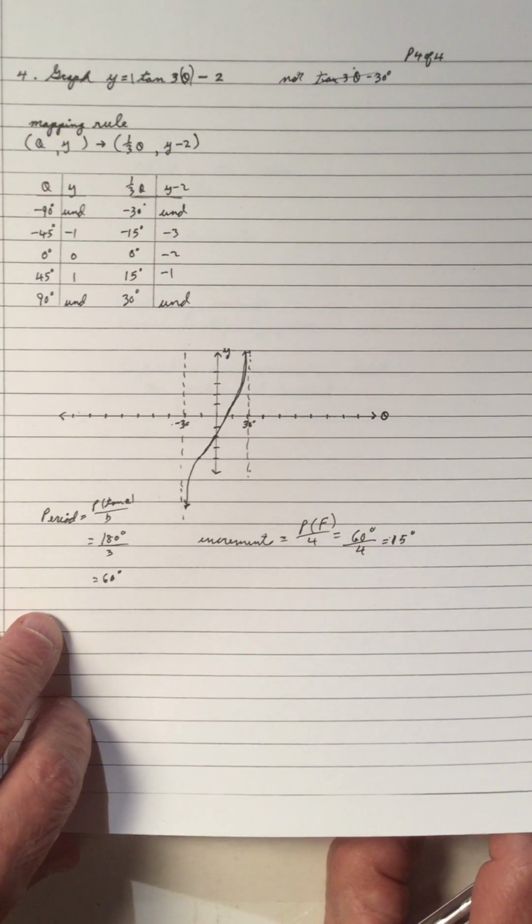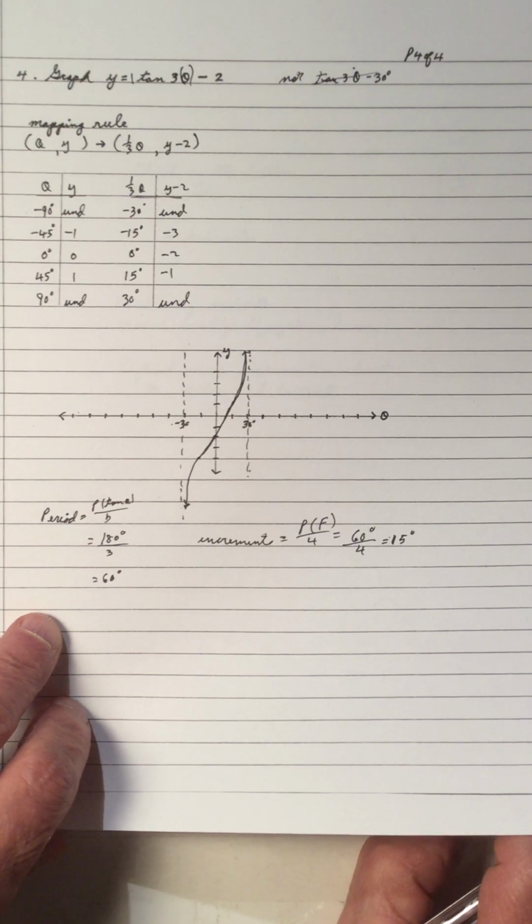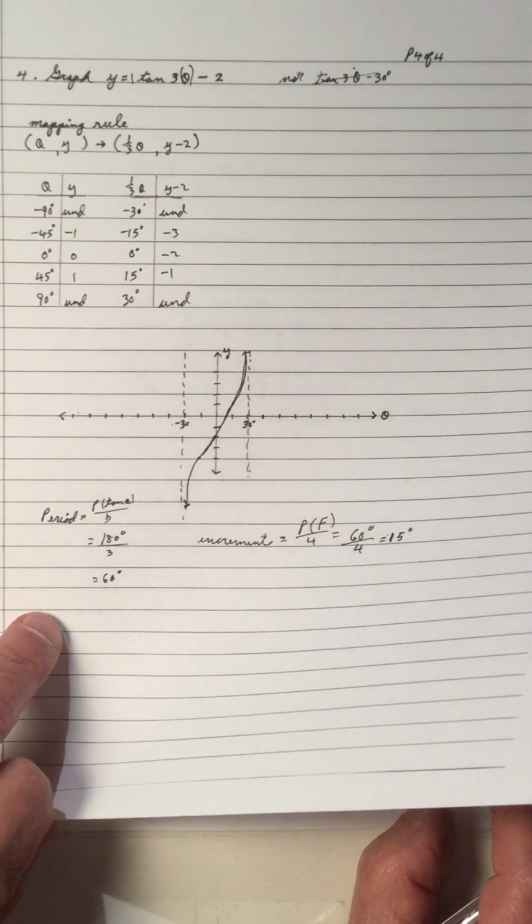And again, review the unit in trigonometry 1, which has sinusoidal functions, on graphing cos and sine using the mapping rule.